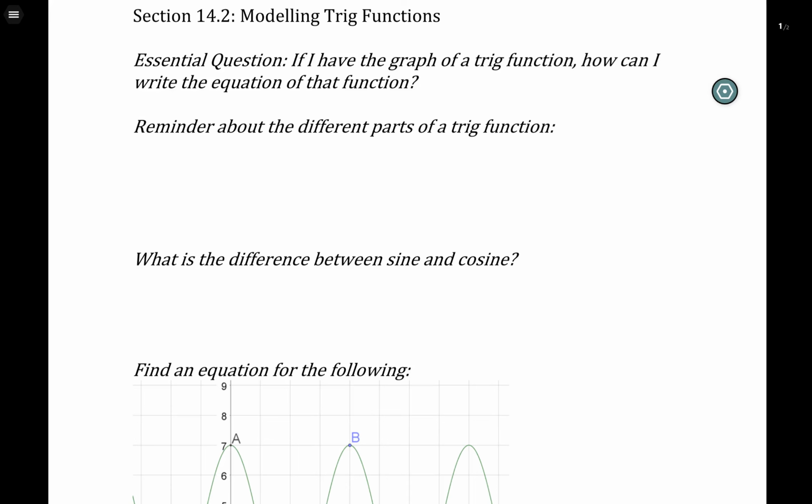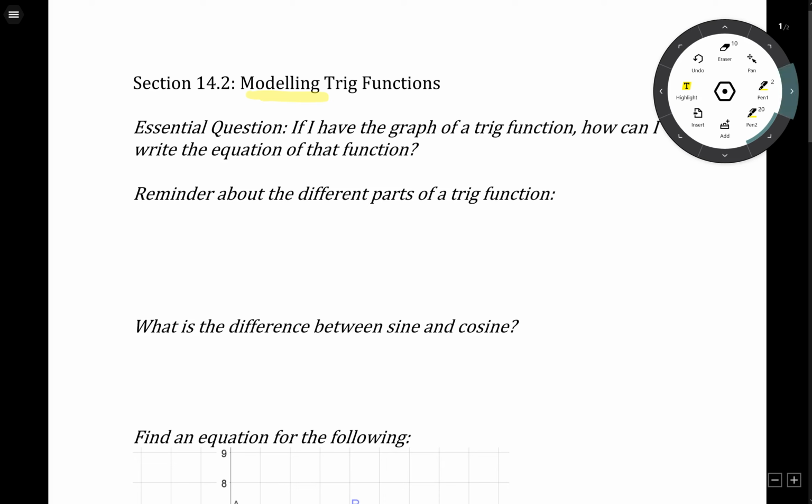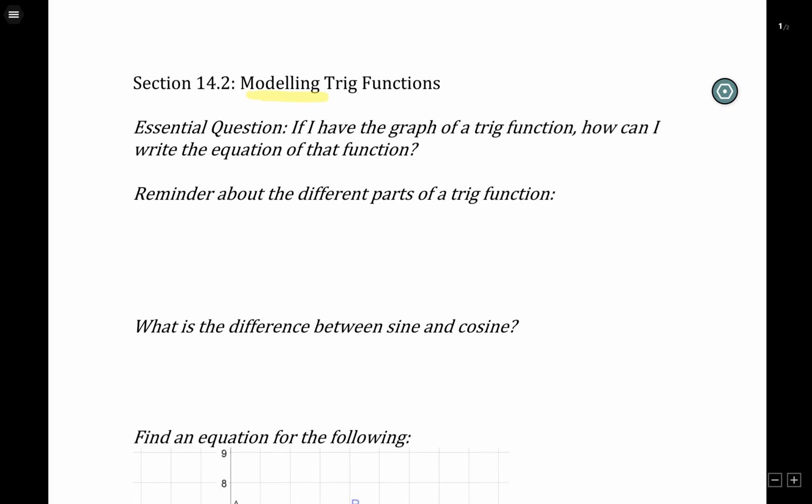Hey there, crazy kids. So I have just one more thing to talk to you about, and then we're done with our trig section, and that is modeling trig functions. Trig functions can be used to model what we call periodic data. In other words, periodic data that repeats.